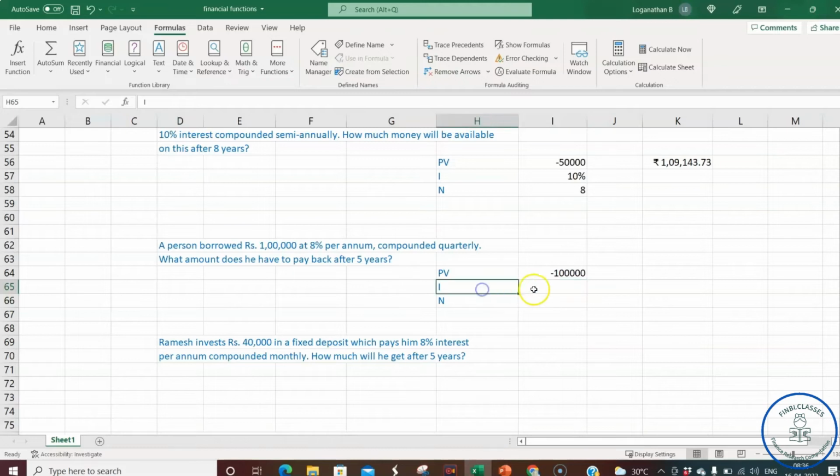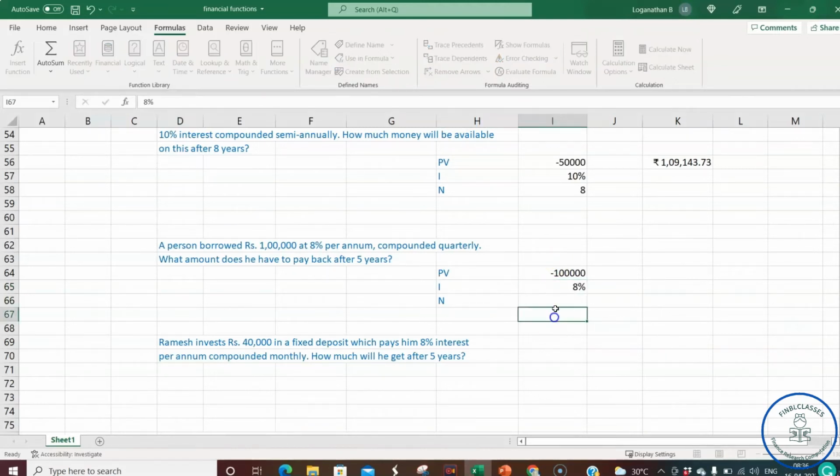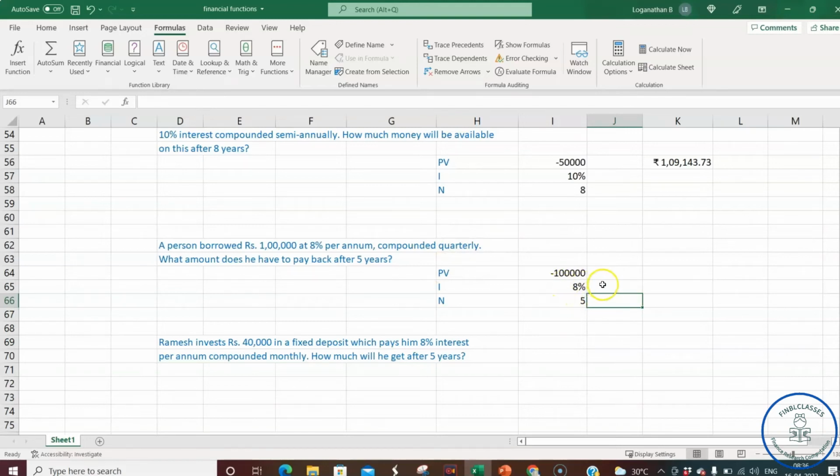Then the interest is 8%, and N is 5 years. In this case, it has to be compounded quarterly, which is nothing but we have to divide the interest by 4 and multiply N by 4. So 5 into 4 is 20, and 8% by 4 is 2%. So this can be put directly into the formula.